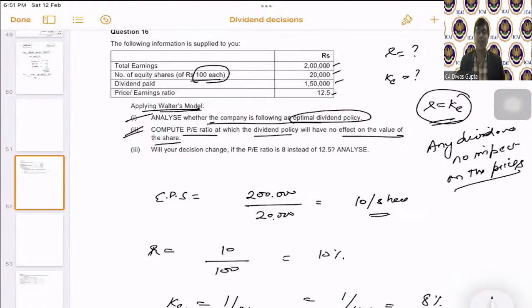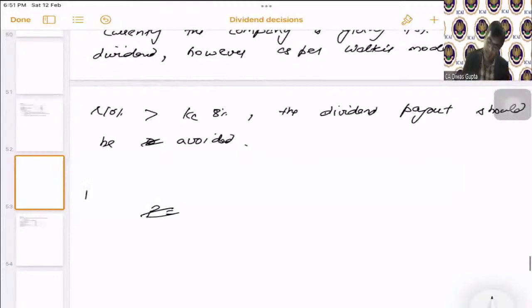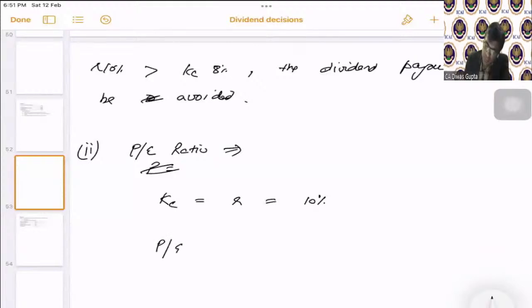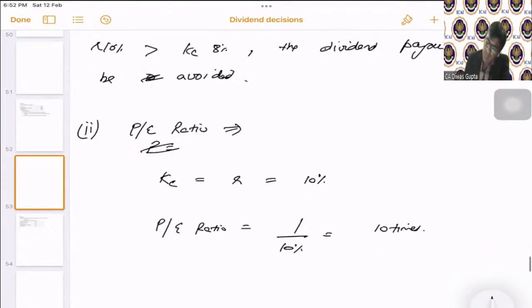Right, students? So hence, in the second case, what we can say is, we are calculating the PE ratio. In this case, KE is equal to R, which is equal to 10%, because R is what? 10%, right? And hence the PE ratio is equal to 1 divided by 10%, which is equal to 10 times.